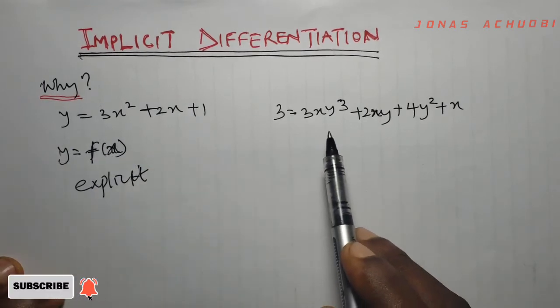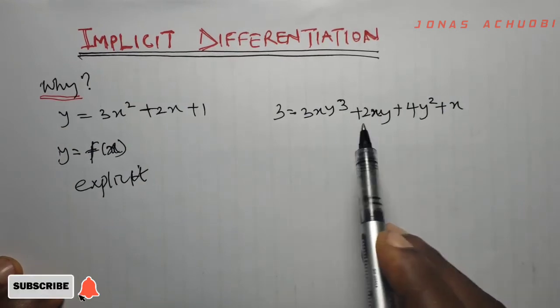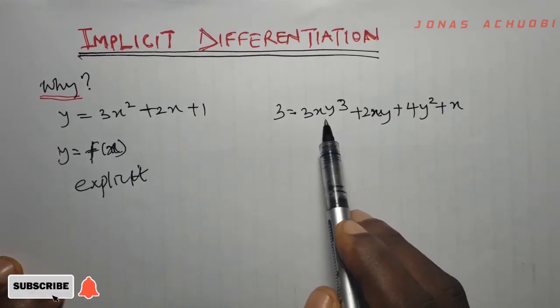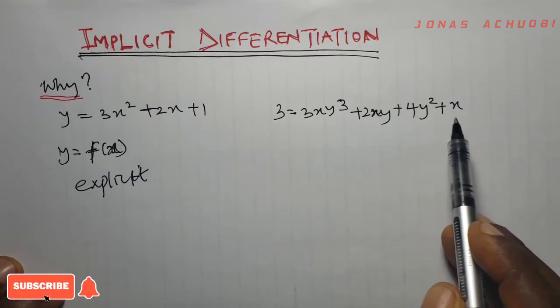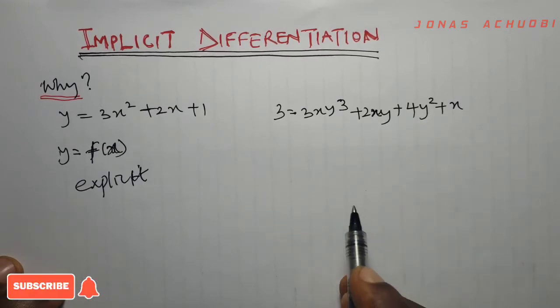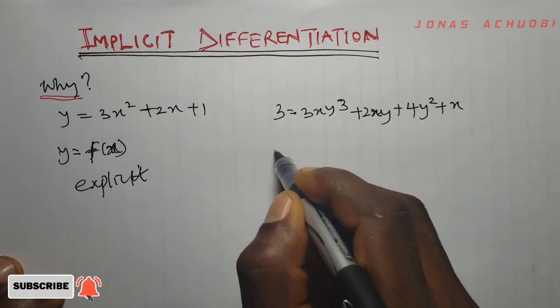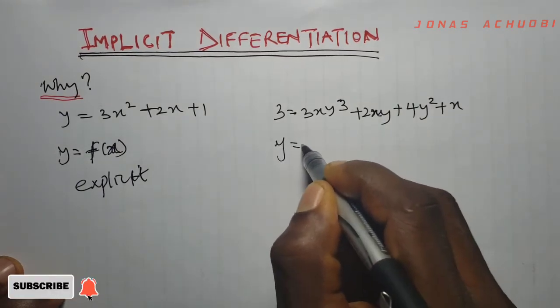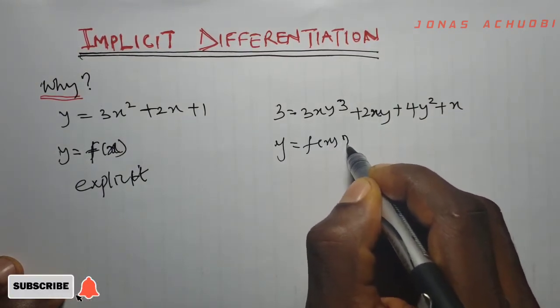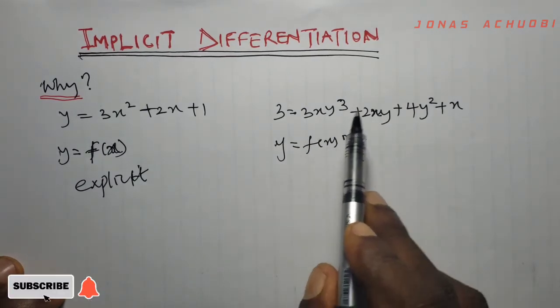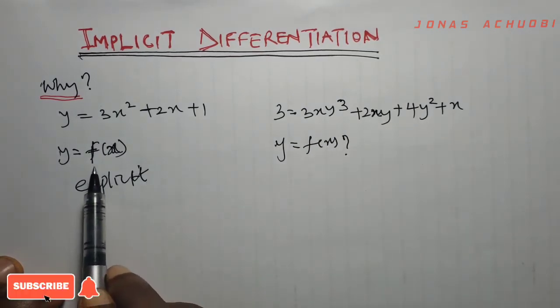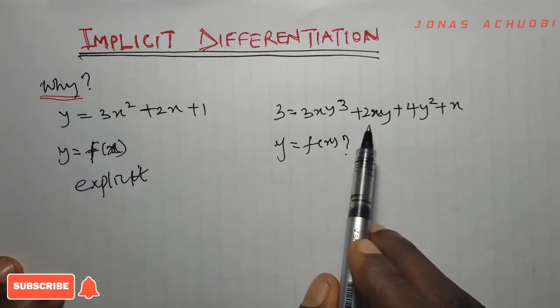Now let us move over to the second function. 3 equals 3x y cubed plus 2xy plus 4y squared plus x. The question is, can we write this function in the form y equals f of x? That is to say, can we express this function in this other form? What do we observe here?